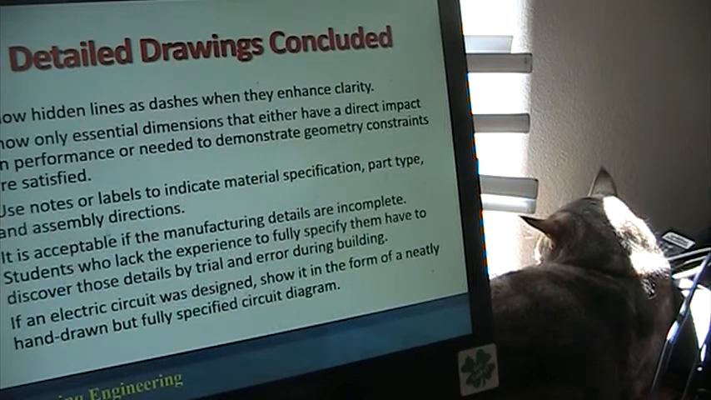Always notes and labels as much as possible. If you don't necessarily know how to manufacture, don't worry about it. Show the concept. And if you're going to use an electric circuit, show it as a circuit diagram. One of the reasons I like Visio is it will actually let you draw circuit diagrams, regular engineering drawings, or architectural drawings, not to mention flow charts and some other things.